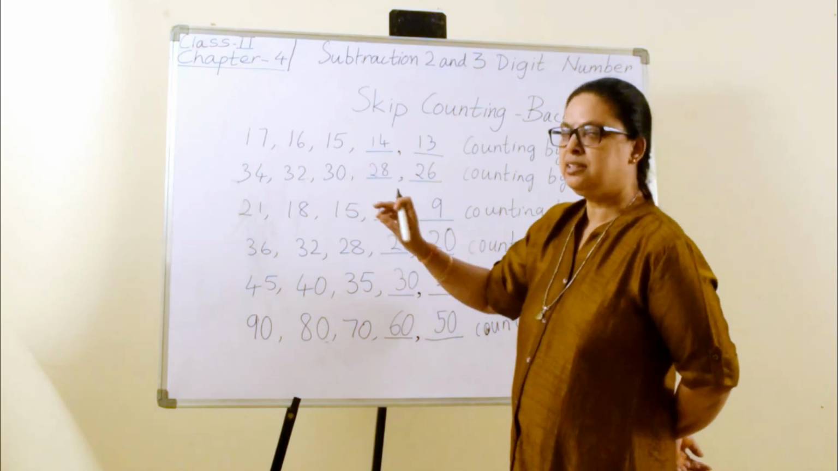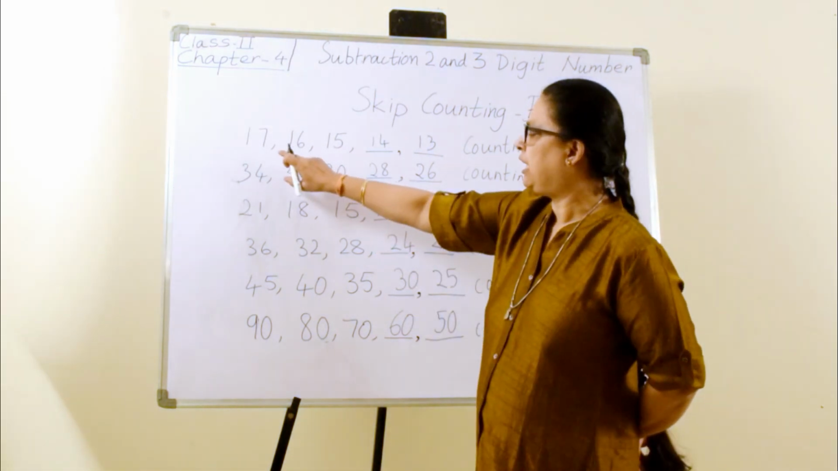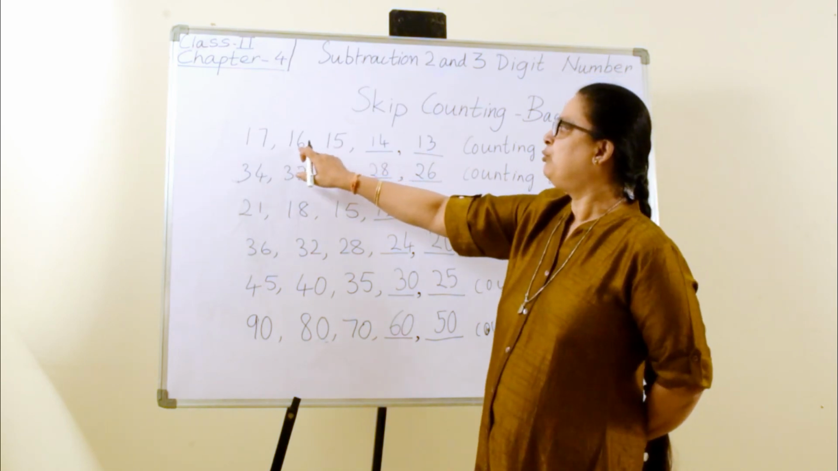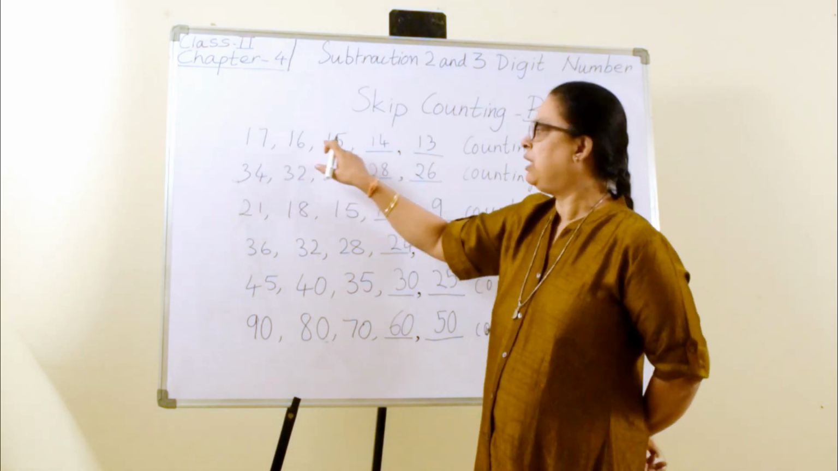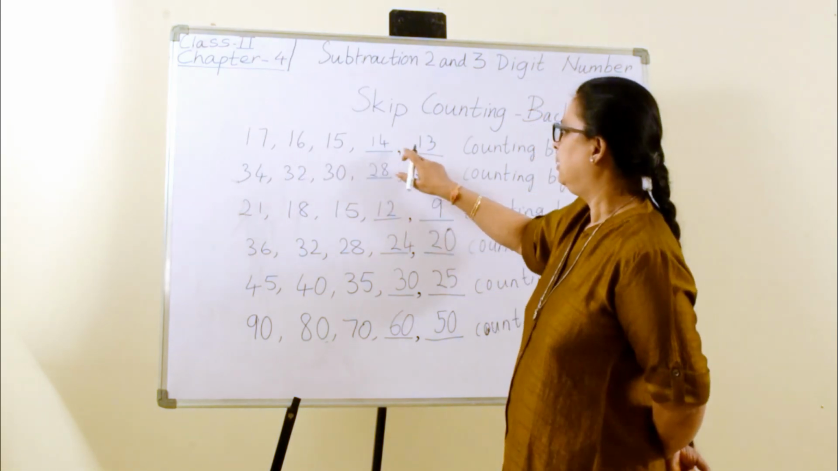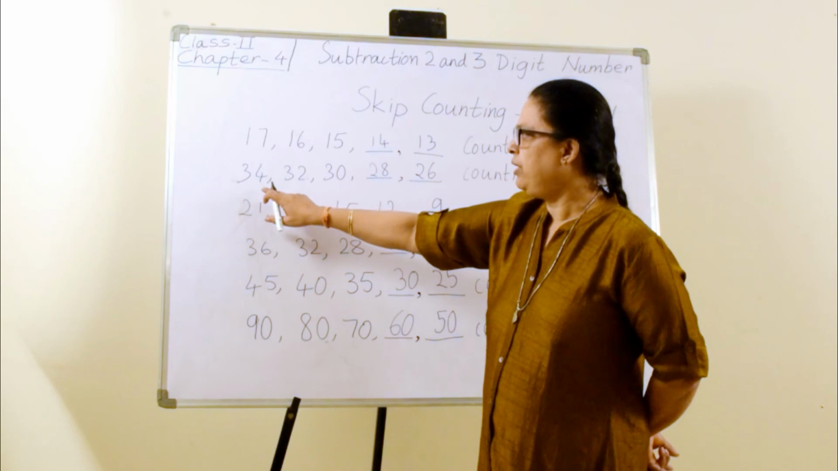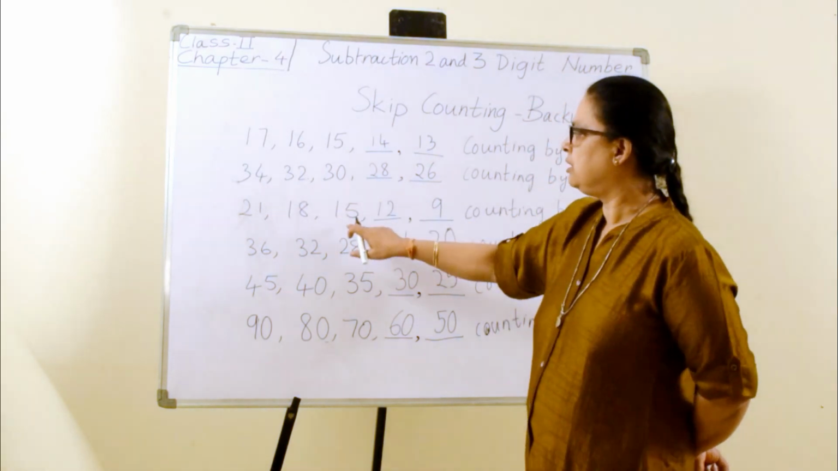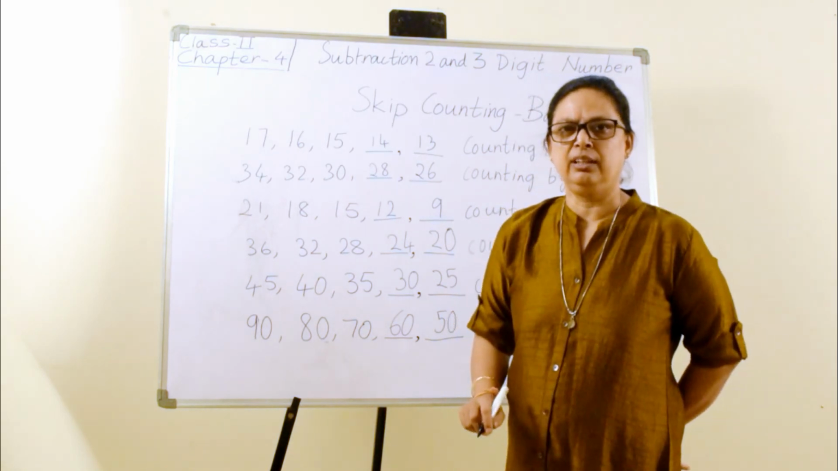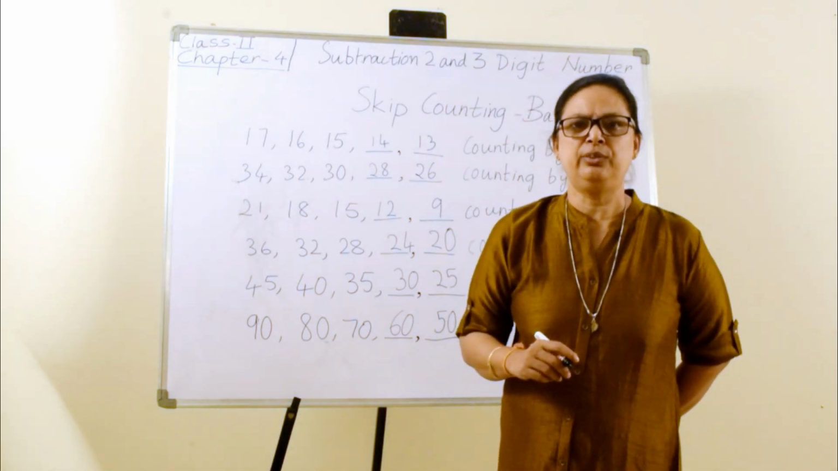Right. So let us revise once again. The pattern here is 17, 16, 15. So if you minus this from this, the difference is 1. So the pattern here is counting by ones. So you would write like this. The same way, this is counting by 2's, this 3's, 4's, 5's and 10's. You understood all? Yeah. Now open your textbook and do the exercise.